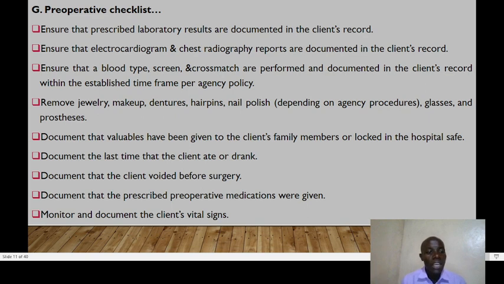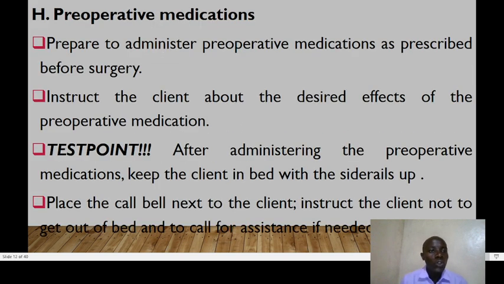Document that the prescribed preoperative medications were given. Monitor and document the client's vital signs. You also need to administer the preoperative medication as prescribed before surgery. Instruct the client about the desired effects of these preoperative medications.